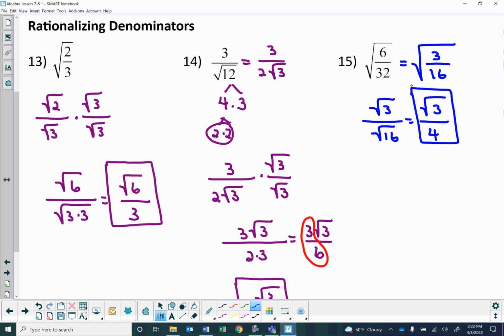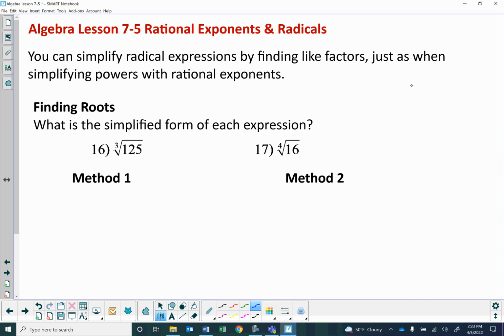Right? So this is just dealing with radicals. And we can deal with a lot of things besides just radicals, but this is just one of the many topics that we can do when dealing with radicals. Okay? And we can simplify radical expressions by finding like factors, just as when simplifying powers with rational exponents. Okay, so let's take a look at something else.